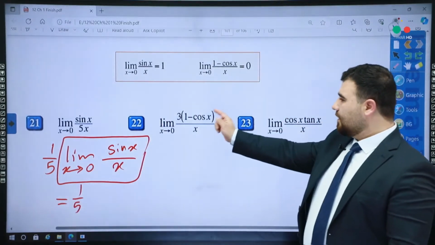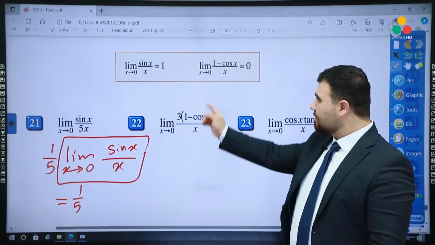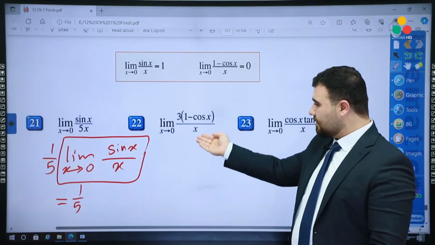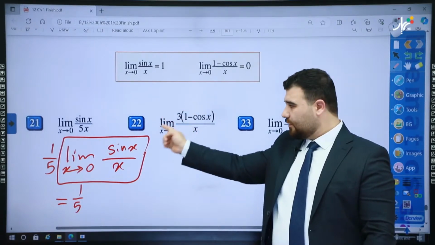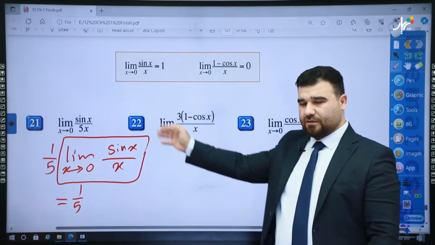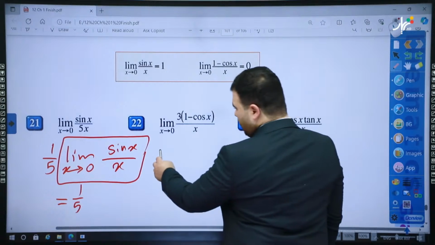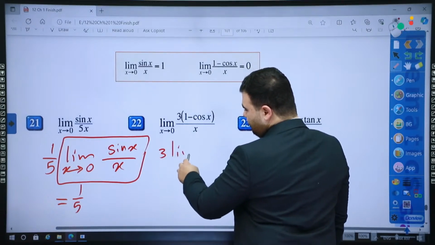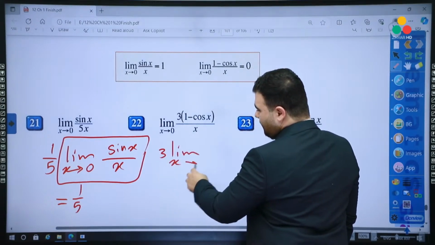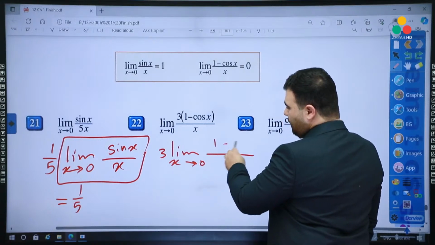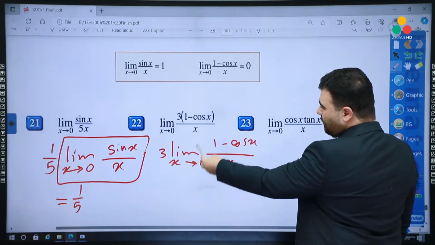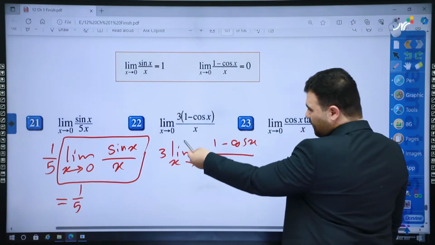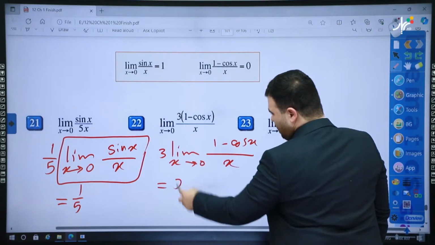This one. There's 1 minus cosine x, 1 minus cosine x over x. This 3 goes out. This 3 is up. So outside I can write only 3, not 1 over 3. So it will be 3. Then limit x tends to 0, 1 minus cosine x over x. As a rule, this is equal to 0. 0 times 3 is 0.